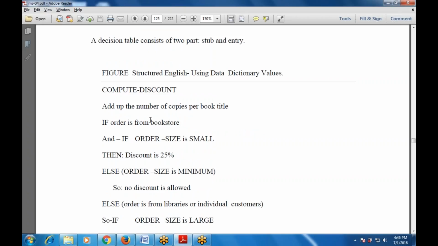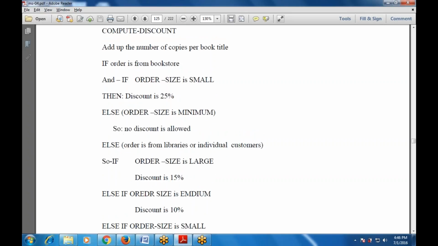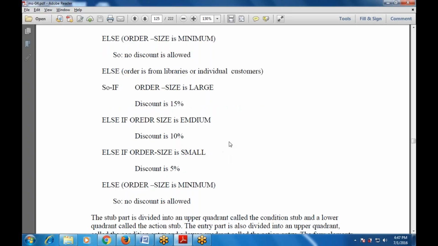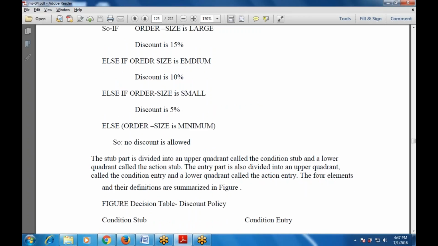And these are the conditions that are available if the order is from the bookstore. So, if the order size is small, then the discount is 25%. Else, if the order size is minimum, no discount is allowed. Else, if the order is from the libraries or the individual customers, order size is large, discount is 15%, medium 10%, small 5%. Else, if the order size is minimum, there is no discount. That means there is no discount given to the users.